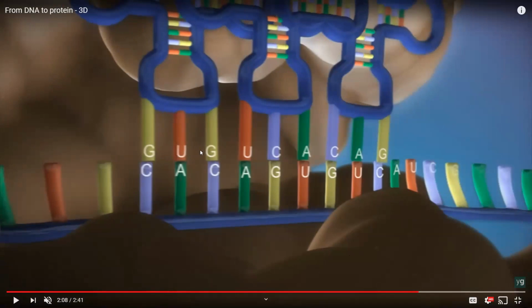C bonds to G, U bonds to A, C bonds to G, U bonds to A, and so on and so forth until the end. So it's the same principle as what we've been talking about. So when you go from mRNA, if you want to bond mRNA to tRNA, it's the same rules as before. So I'm going to continue.